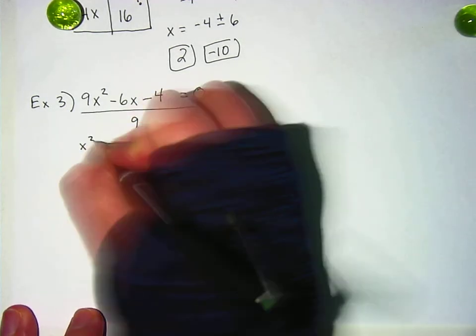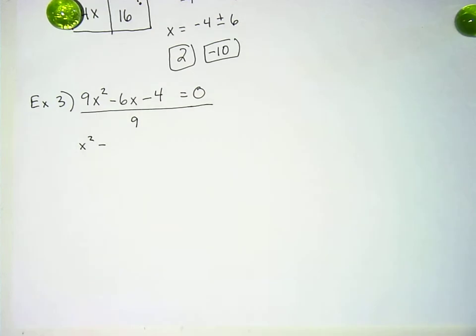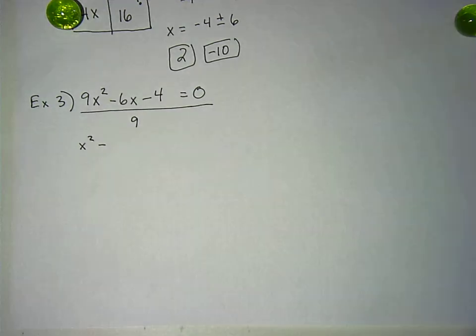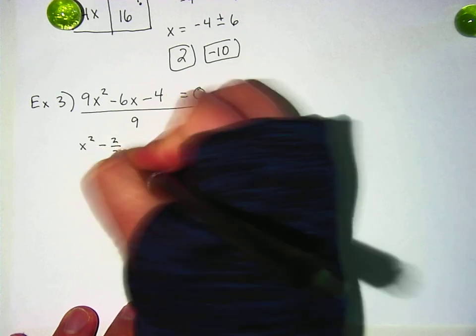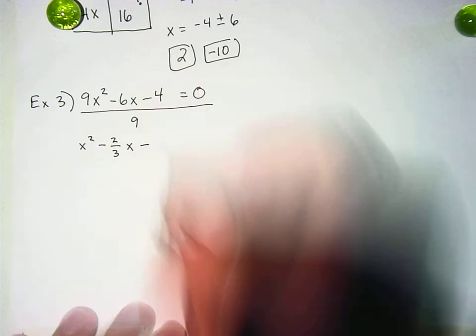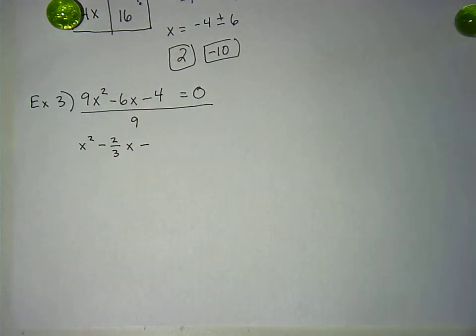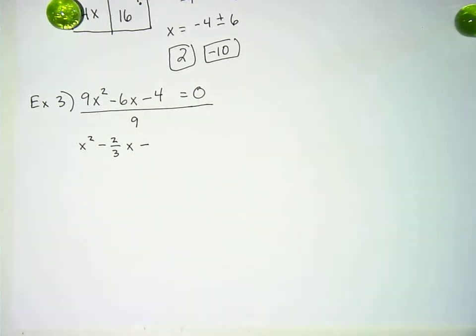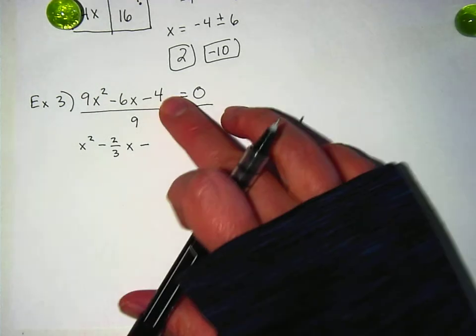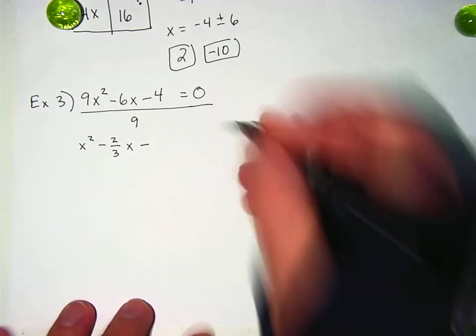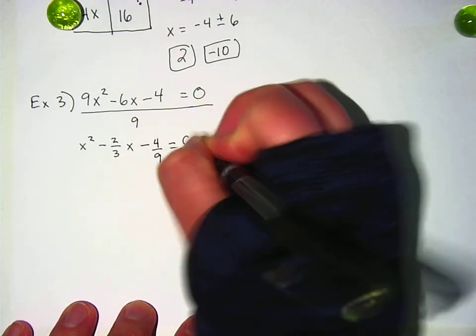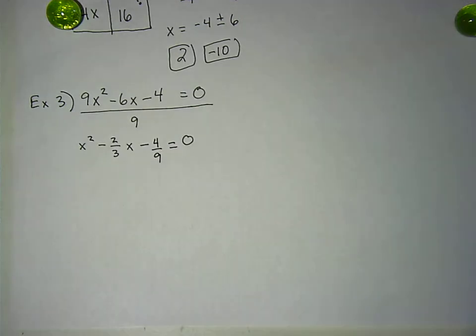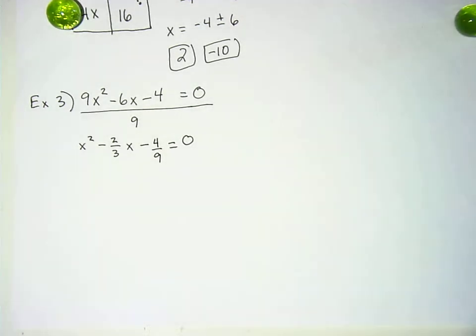So I'm left with x squared minus, can you reduce it in your head, 6/9? 2/3. Can you reduce the 4/9? Does 4/9 reduce? No, don't think, ooh, I could take a square root of the top and the bottom. That doesn't work, so just 4/9. And 0 divided by 9 is still 0. I guess that looks a little better.